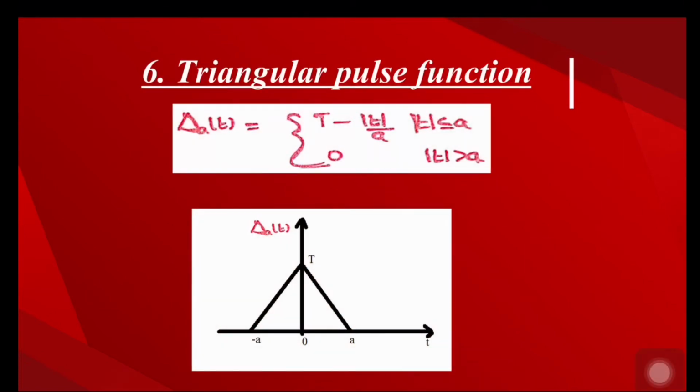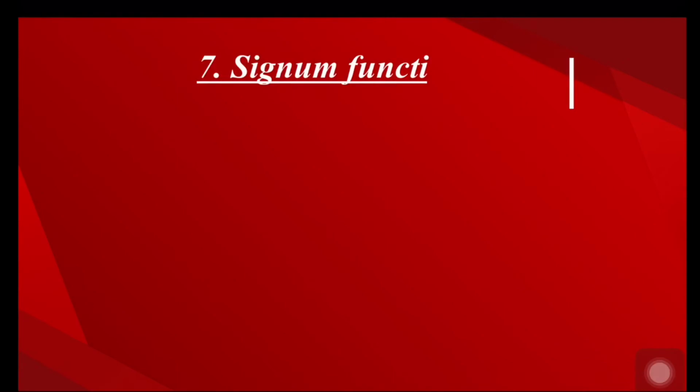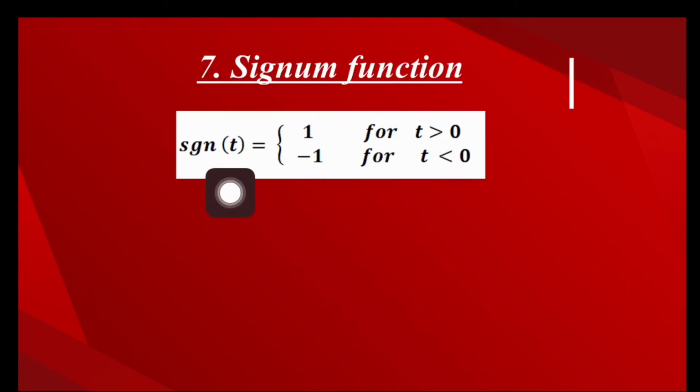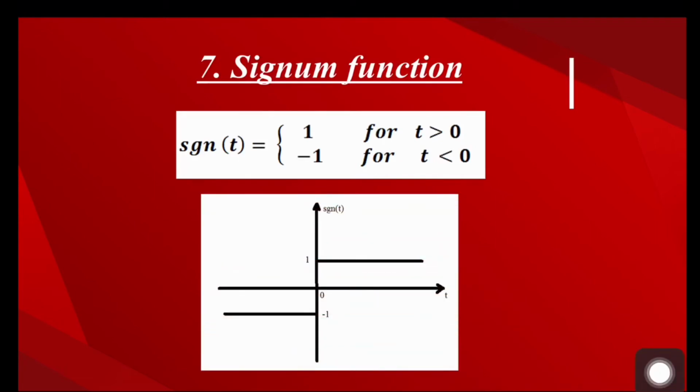The next function I have for you is Signum function. It's an important function from analysis point of view, which is defined as Signum of t is equal to 1 for t greater than 0 and minus 1 for t less than 0. This is the waveform. You can see the signal value is minus 1 from minus infinity to 0. At t equal to 0, what happens? Signal value changes suddenly from minus 1 to 1. That is, signum of t is discontinuous at t equal to 0. And for t equal to 0 to infinity, it is having a constant amplitude 1.